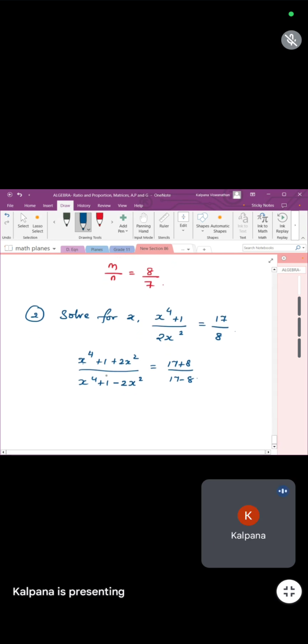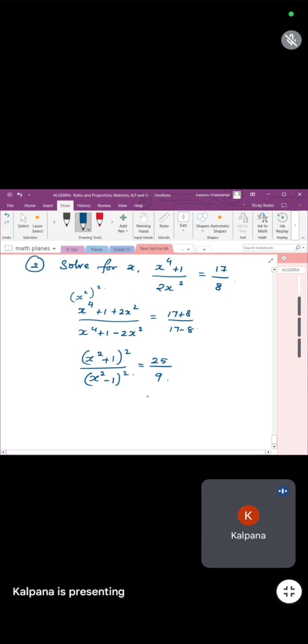So it is the (a + b) whole square form. Here a is nothing but x square, so (x^2 + 1) the whole square. And what about the denominator? Again, it is (x^2 - 1) the whole square. Don't get confused when you have x power 4, because x power 4 is x square the whole square. So this is the a square plus 2ab plus b square form, equal to 25 upon 17 minus 8, which is 9.